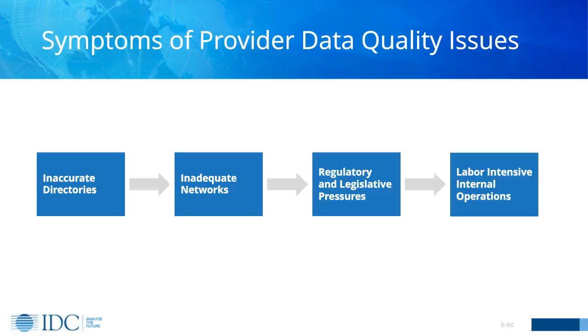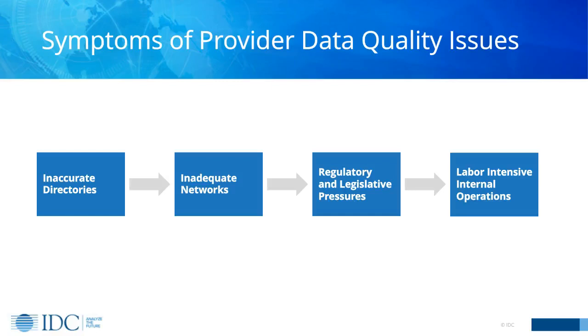Now we've talked about the themes we write about and the drivers for the health industry, and we've talked about why this all matters to the average member. So let's get down into it a little bit and talk about the symptoms of provider data quality issues. The first symptom is, as we've been talking about, an inaccurate directory. The second one is an inadequate network, and we'll talk about the difference between inaccurate and inadequate.